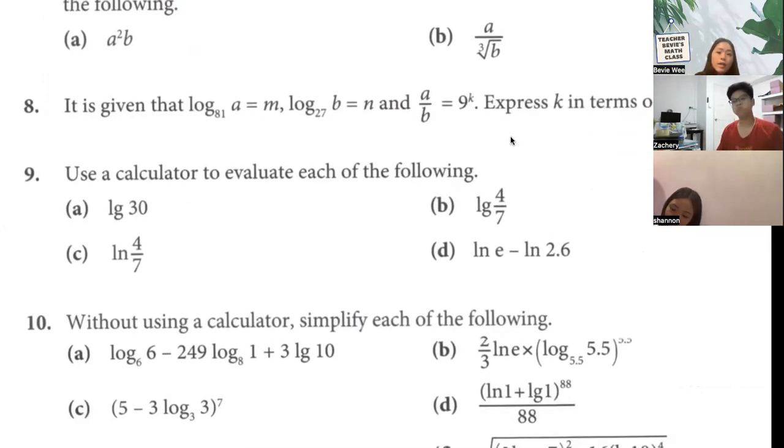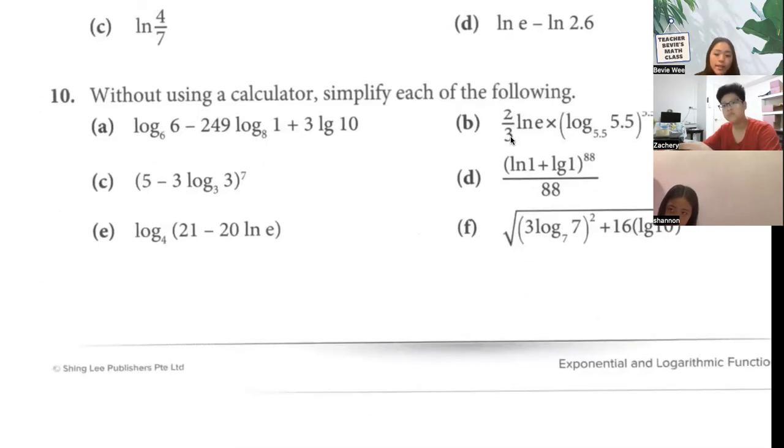Okay, question 9. I'm not going to run through. This is just purely pressing your calculator. You see they already give you LG, which means it's log base 10. And the calculator is just the log button. Although they write LOG there, it's log base 10 by default. Question 10, I will go through with you.